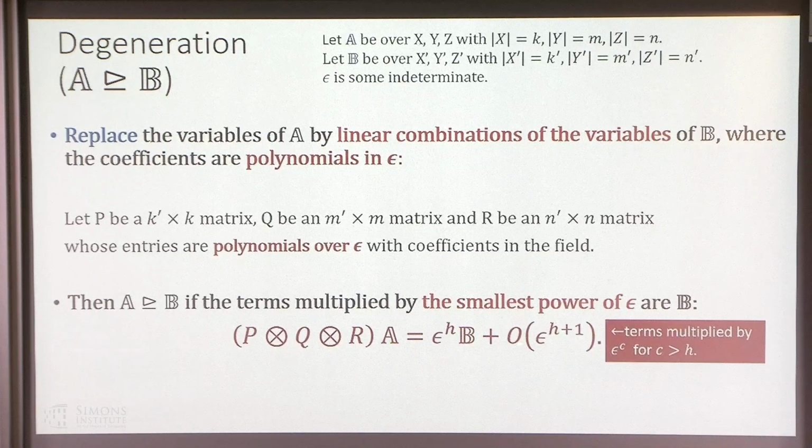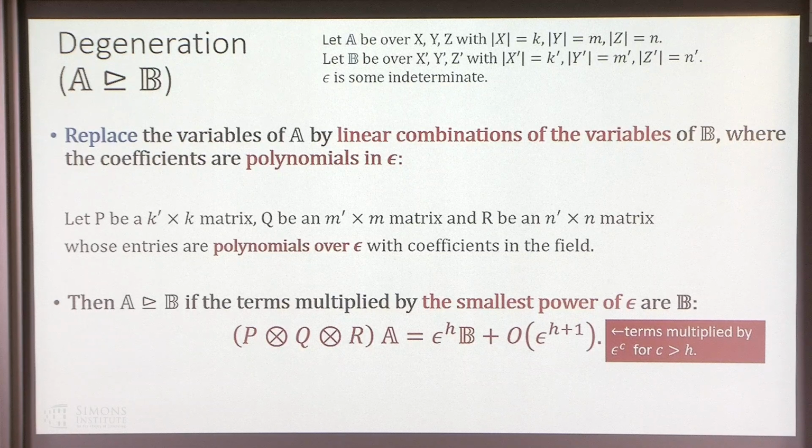This big O thing gets rid of terms that are multiplied by powers of epsilon that are bigger than the smallest term. I'll give you an example in a second. So this is a degeneration. Yes? It's equivalent to looking at border rank, right? So for border rank you use degeneration. Yeah, you degenerate to an independent tensor. The other way. The dependent tensor degenerates to your thing.